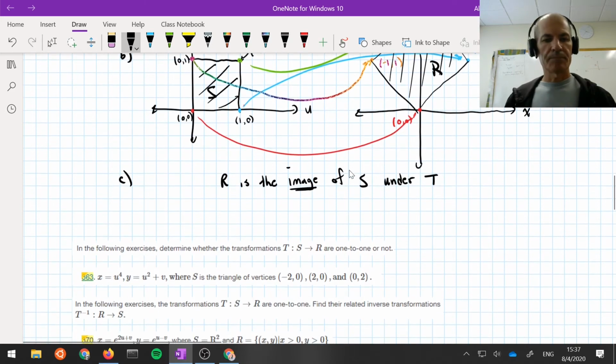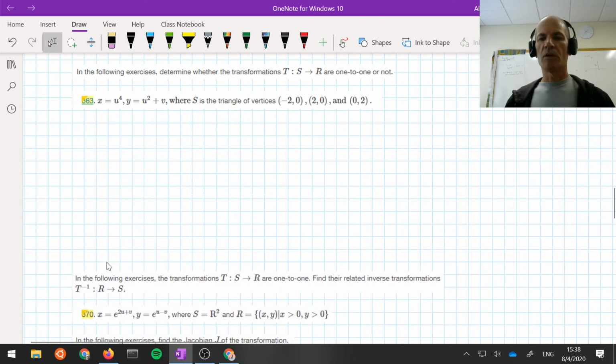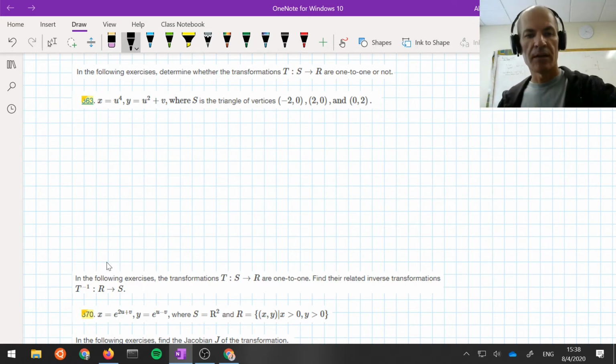Alrighty, let's try another one here. So in the next exercise, we're asked to figure out whether the transformations are one-to-one or not. I'm not super interested in you figuring out questions like this. You should know what one-to-oneness is. Proving one-to-oneness can be a challenge. I chose this one because it's actually not one-to-one, and I'm going to just show you how it's not one-to-one so that you have a better idea of what this concept actually is.